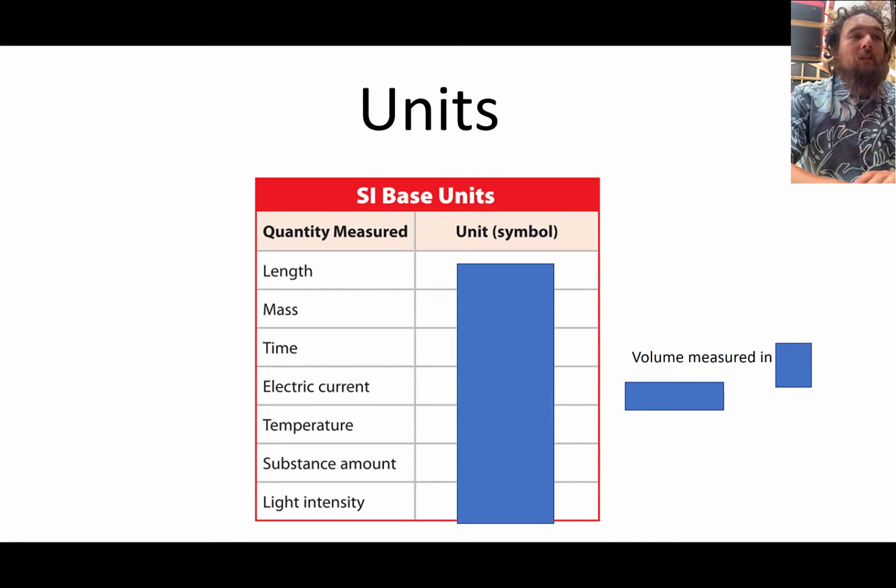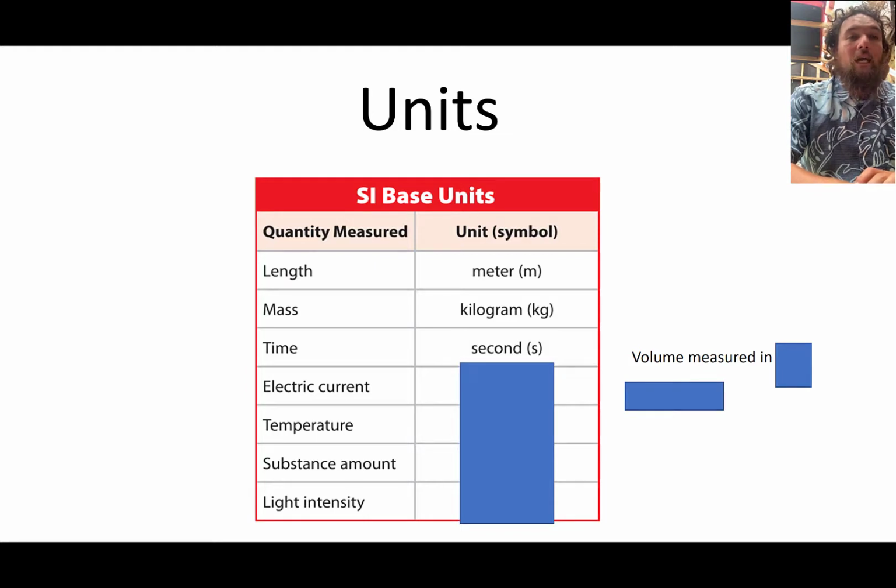So for the SI base units, if we're measuring length, we would use the unit of meter or a lowercase m. In chemistry, uppercase and lowercase is very important, so you have to make sure you differentiate between your upper and lower cases. When we're talking about mass, we use the kilogram or kg. Time, we use seconds, or the abbreviation is s.